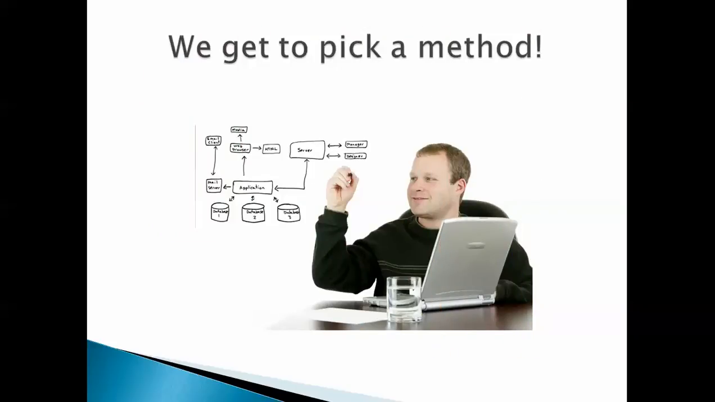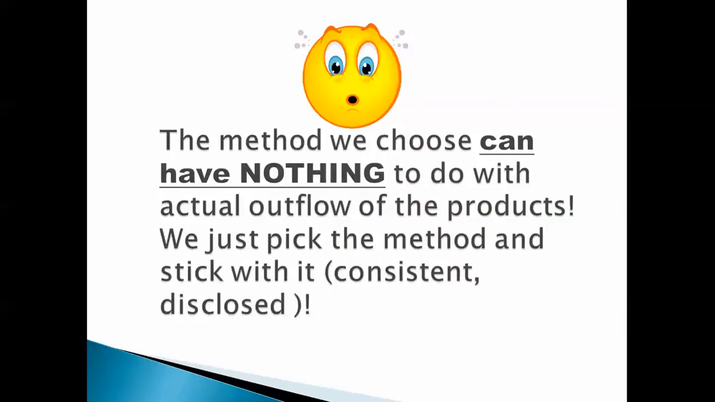Well, as accountants or managers, we get to pick a method. We just get to pick one. And guess what? The method we choose can have absolutely nothing to do with the actual outflow of the products. We just pick the method and we have to stick with it. We have to stick with those principles which say we have to be consistent and we have to disclose the method of inventory and cost of goods valuation in our financial statements.